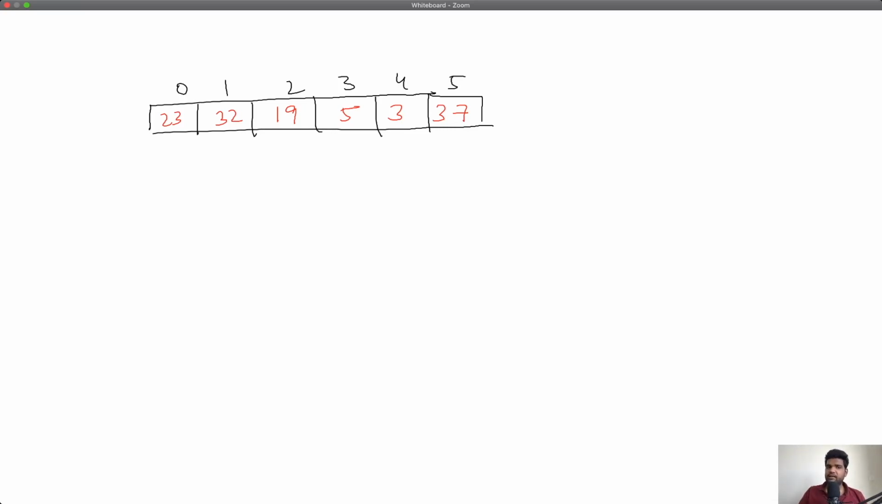These are the prices of the stock on these days. So on the 0th day, the price is 23. On the first day, the price is 32. On the second day, the price is 19, and so on. On the 5th day, it is 37. Let's say you are given the stock prices in an array.